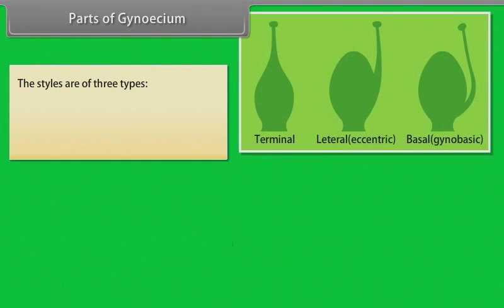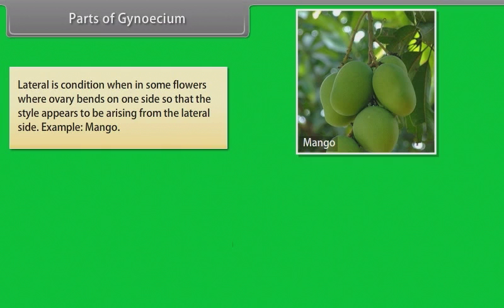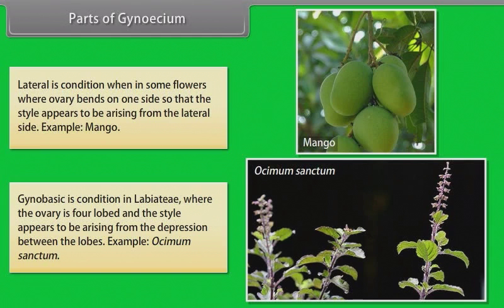The styles are of 3 types: terminal or apical, lateral, gynobasic. Terminal or apical is the condition when the style is usually situated on the top of the ovary and in line with the ovary. Example: Solanum, Hibiscus rosa-sinensis. Lateral is the condition in some flowers where the ovary bends on one side so that the style appears to be arising from the lateral side. Example: mango. Gynobasic is the condition in labiate where the ovary is 4-lobed and the style appears to be arising from the depression between the lobes.